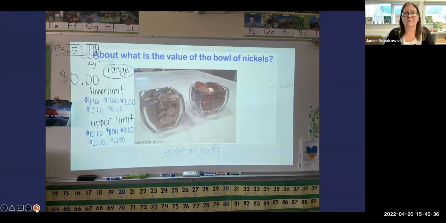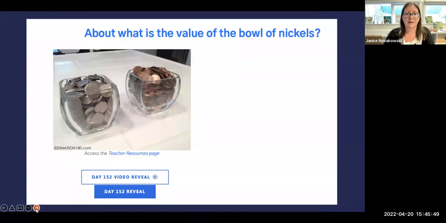And again, you can see on the bottom there, it says explain and justify. I said, that's a really important part of mathematics. And so it's not just sharing your estimate or your range, it's about why you think that is, and explaining and justifying your thinking. So again, for the bowl of nickels, you can see at the bottom, there's either the choice of the video reveal or the photo reveal.